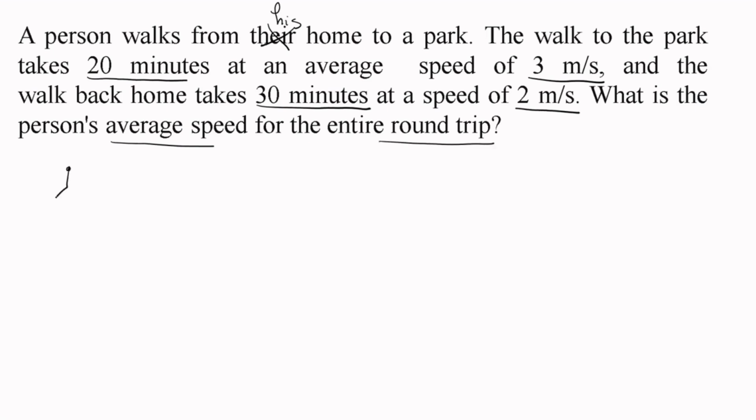This is the person. Assume that this is the person and this is the park. I draw a tree here. Okay?